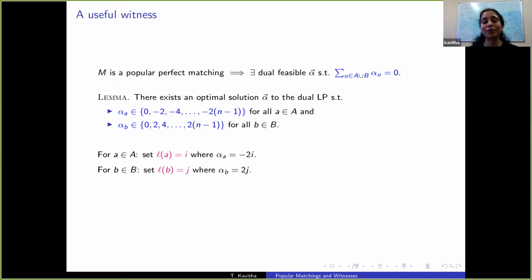So let's set the level of a vertex in A to be i if its alpha value is -2i. So just drop the -2 and take the i. And for a vertex in the set B, set its level to be j if its alpha value is 2j. And actually this works. So the levels that you were looking to construct are actually just being produced by the dual LP. So we wrote the dual LP totally in a mechanical manner virtually, but there is so much meaning in these values. So there is a very nice structured dual optimal solution, and we can actually read out the levels from that by just halving these values.